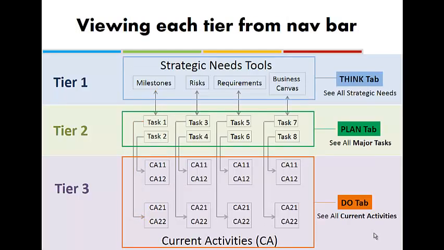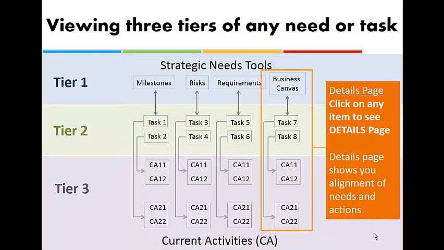The Think tab on the tool allows you to access all the Tier 1 tools. And the Plan tab allows you to see your rocks of execution in aggregate. And in the Do tab, you see your pebbles, which are your current activities, in aggregate. If you click on any one item, a task or a need, you can see that item and its details, its associated tasks, and its associated current activities in the Details page.